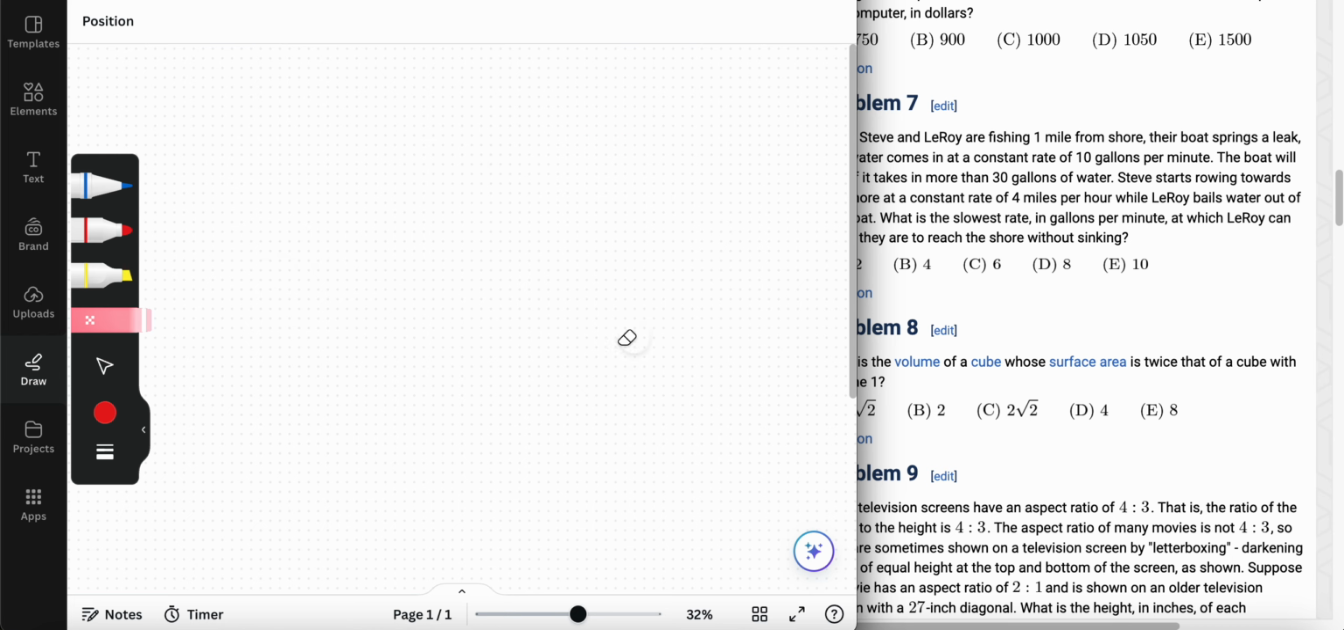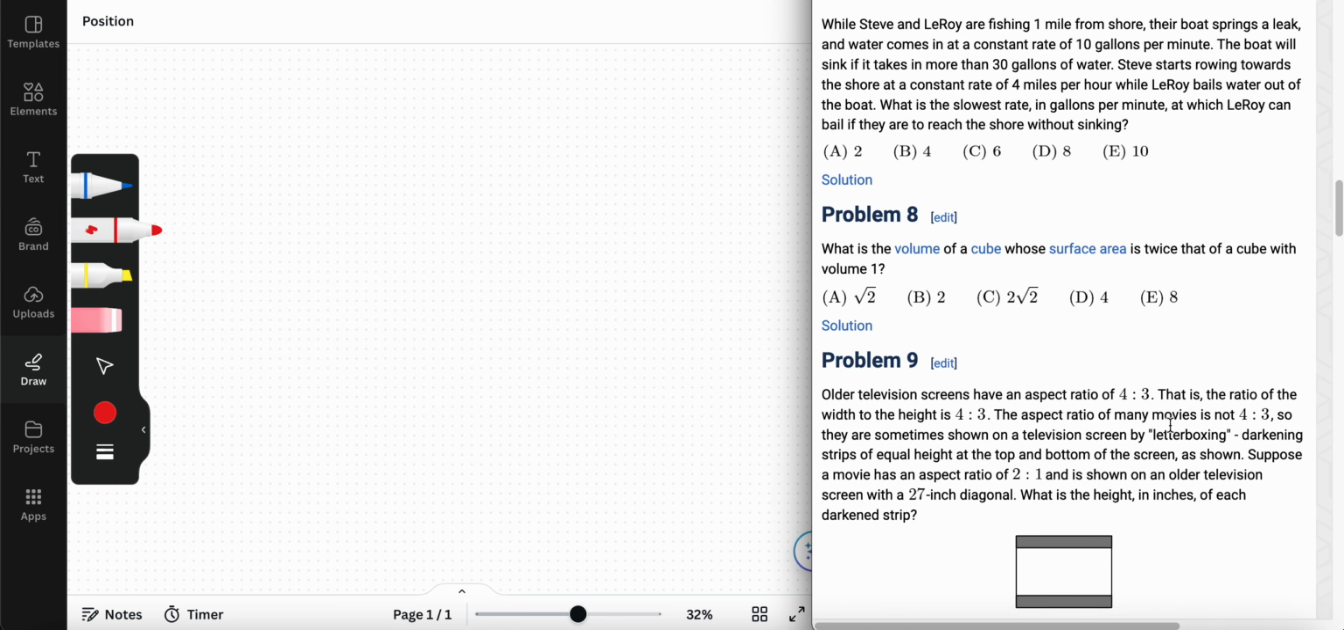Because the boat cannot handle more than 30, water has to be bailed out at 8 gallons per minute. Okay, problem number 8.